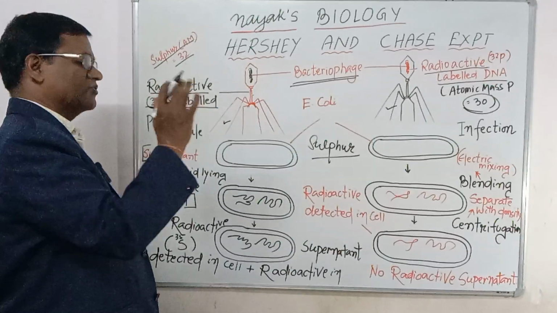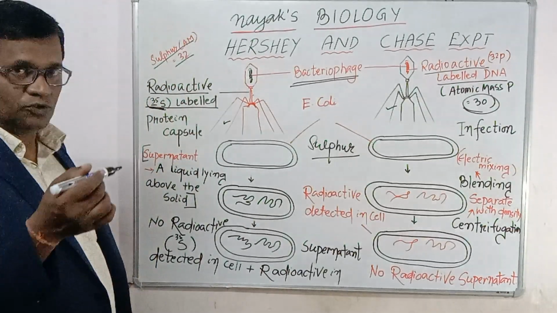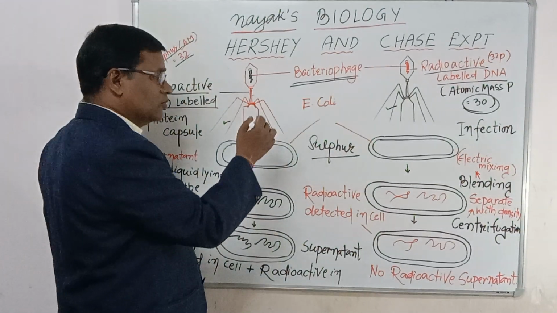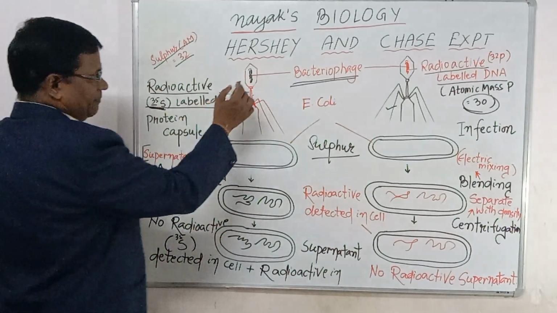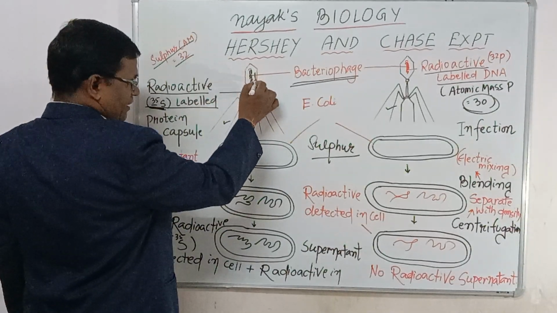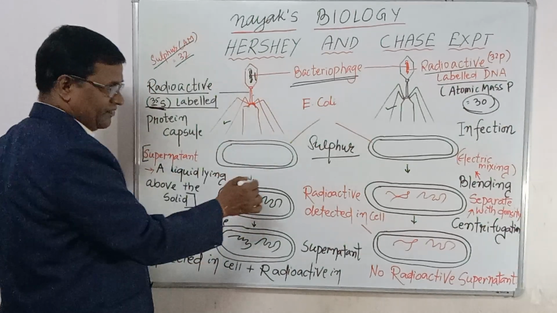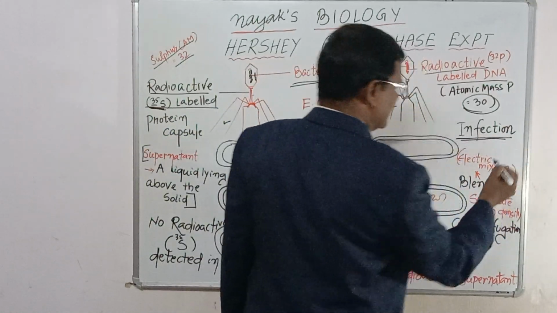Now they are labelled with the radioactive elements. Then the story proceeds: these two bacteriophages are allowed to infect the bacteria. You see this black-colored DNA entering into the bacteria. That means infection. The first phase of this experiment is infection.